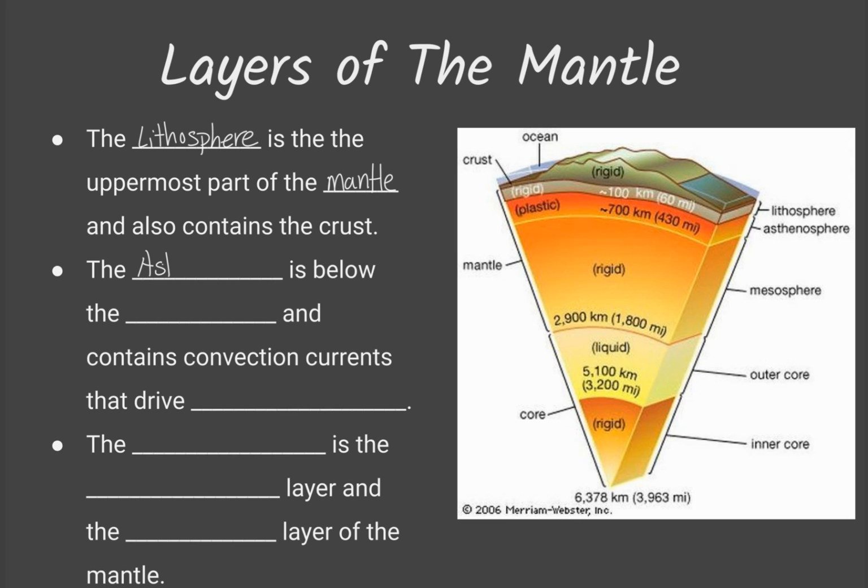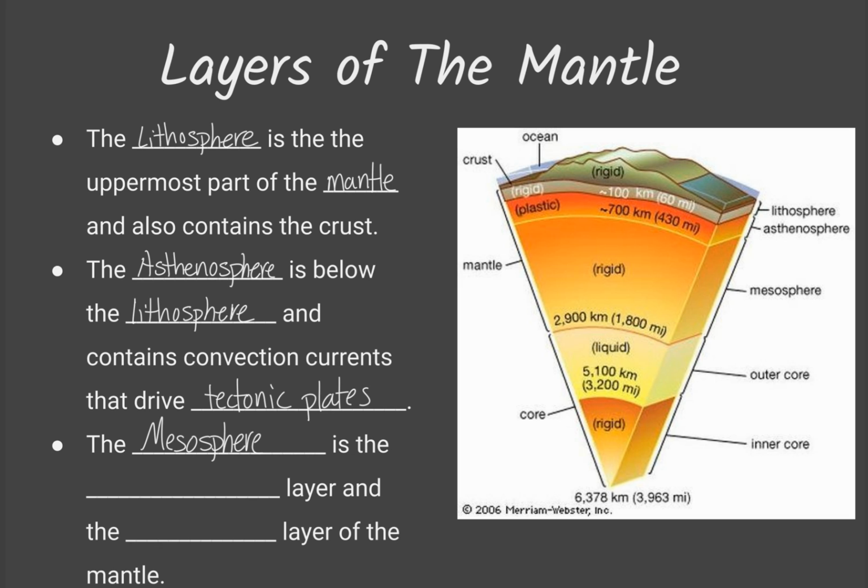The asthenosphere is located directly below the lithosphere. And the asthenosphere contains convection currents. And these convection currents are what allow the tectonic plates to move, so they drive the movement of the tectonic plates. Beneath the asthenosphere is the mesosphere.